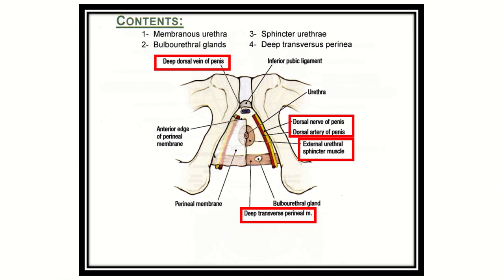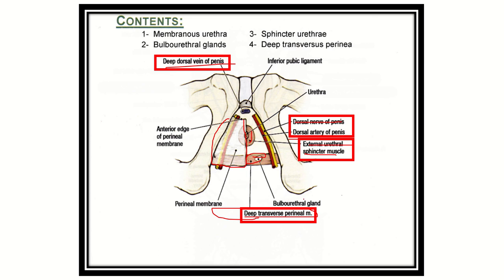And here again we can see this whitish structure. This is the perineal membrane. On the other side it is removed to see the different contents of the deep perineal pouch. Here we can see the dorsal nerve of the penis and the dorsal artery of the penis. This is the muscle which is the external urethral sphincter, and here is the muscle which is the deep transverse perineal muscle, and here we can see the deep dorsal vein of the penis.